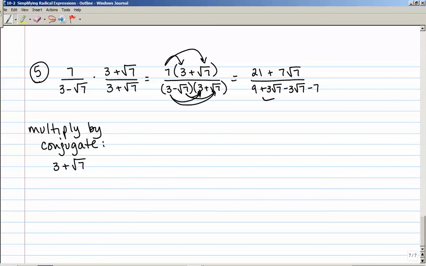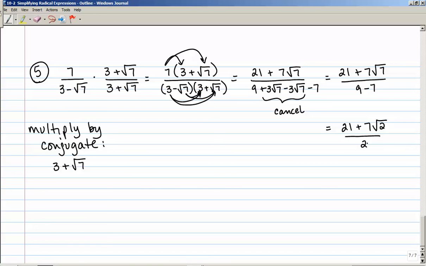Now, notice what's going on right here. These are going to cancel each other out. So I'm left with 21 plus 7 square root of 7 over 9 minus 7, or 21 plus 7 square root of 7 all over 2.